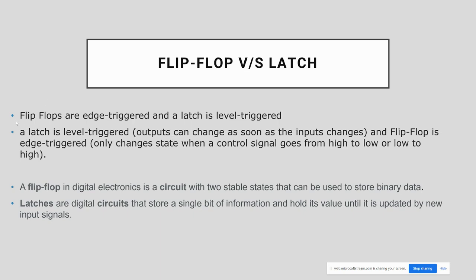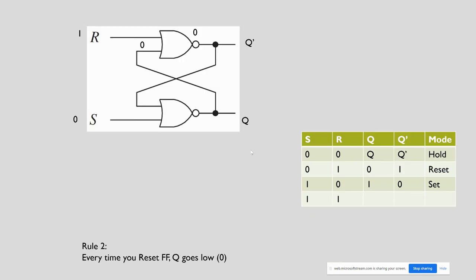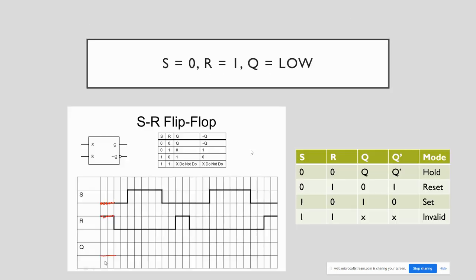As I mentioned in the previous tutorial, flip-flops are edge triggered and latches are level triggered. What that means, level triggered, is the output can change as soon as the input changes. Edge triggered only changes when the control signal goes from 1 to 0 or 0 to 1. Okay, so it's worth looking at the previous flip-flop tutorial.